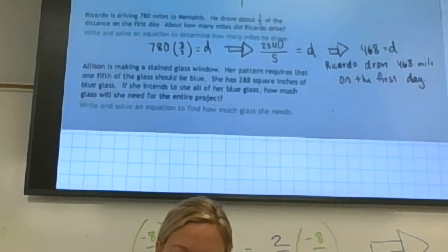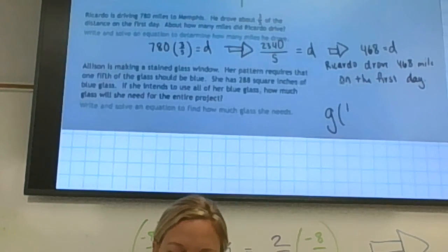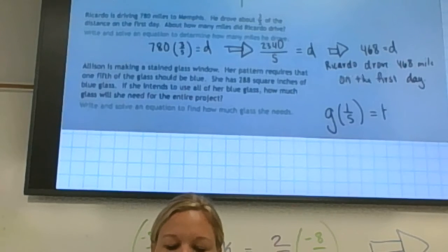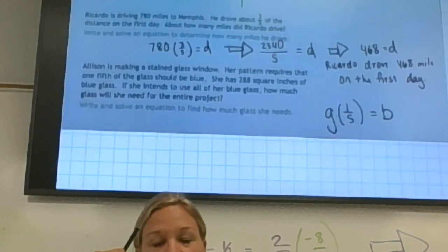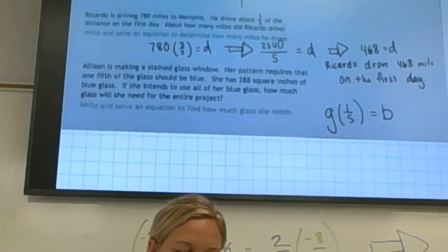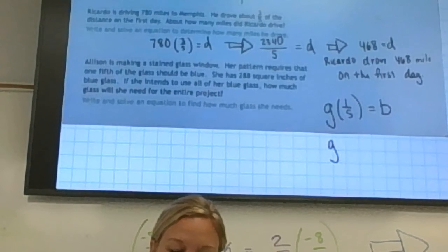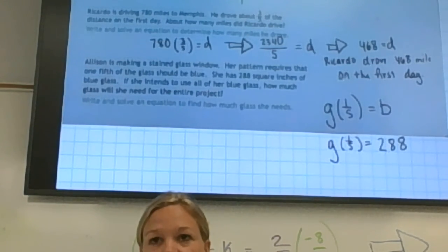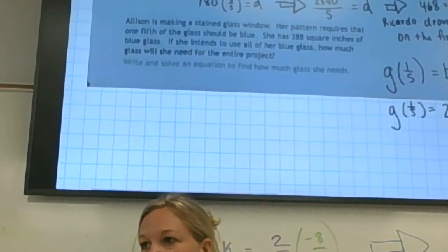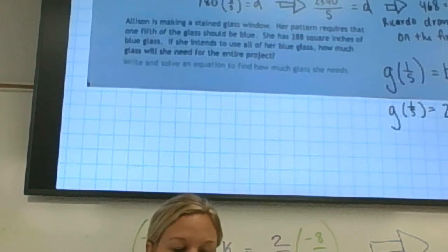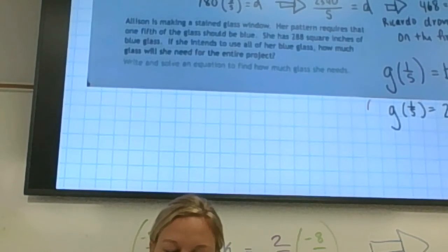Okay, so I'm going to do glass times 1/5 equals the amount of blue glass. Everybody with me there? 1/5 of the total glass should be blue. And they're telling us how much blue we have. So glass times 1/5 is 288. So how much total glass does she need? How do we solve for G here? How do we get G alone? Reciprocal, 5/1 on both sides.